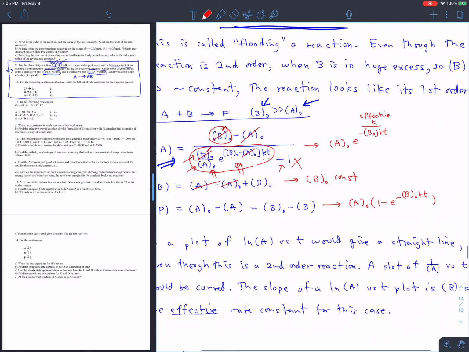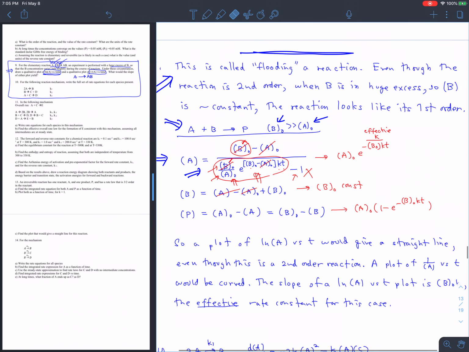And so by the time we're done with all that stuff, I'm trying to keep my notes in order here, so I'm going to erase all that stuff. There we go. By the time we're done with all that stuff, everything has reduced itself to just this form. And that's the equation for a first order reaction, if the rate constant isn't k, right?